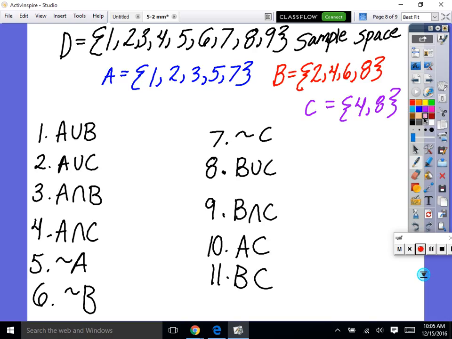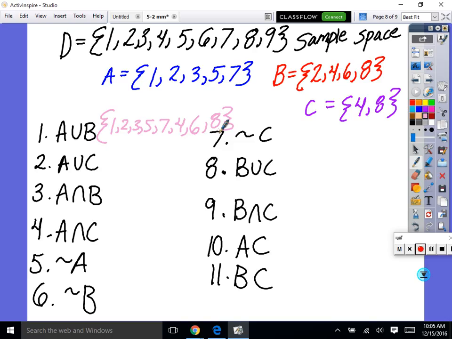Those numbers are only listed once, correct? So we won't double dip. A united with B: 1, 2, 3, 5, 7. Now let's go on to B. 2 has already been listed, correct? 4, nope, I've got to add 4. 6, nope, we've got to add 6 and 8. There's A united with B. It's like uniting them together.